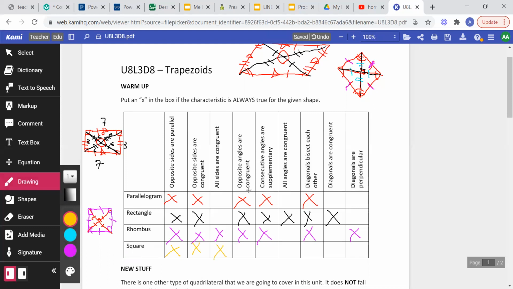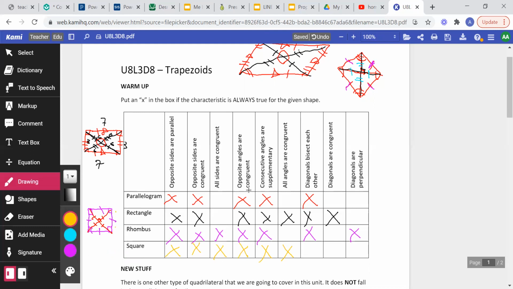Are opposite angles congruent? Yeah. Okay, because each angle is 90, so all opposite angles will be 90, 90. Are consecutive angles supplementary? Yes, because this angle and this angle are next to each other, they add up to 180, 90 plus 90. Are all angles congruent? Yeah, because each angle is 90, so all the angles are congruent.